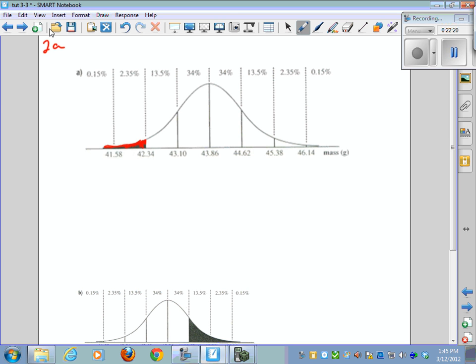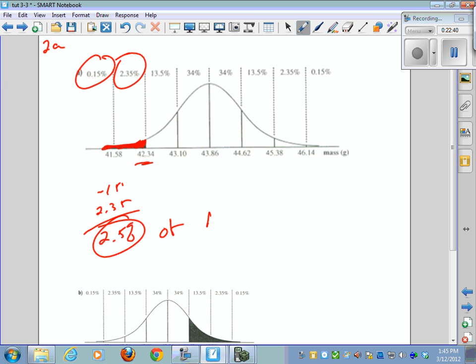What percent is less than 42.34? So 42.34 is right there. What percent is less? So I go to the left, I shade in, and I add those two numbers. So I take 0.15 and 2.35 and get 2.5% of bags are less than 42.34. Okay? The question asks what percent is less than 42.34? I look at the chart, I can see that it's 2.5%. It's pretty easy, really.